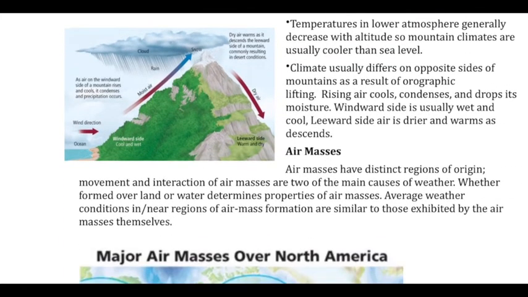And then the last thing is, even a mountain can have different climates on one side. So if you are on the windward side of a mountain where the wind is blowing into it, it's going to bring weather with it, and you might get rain on one side of a mountain.